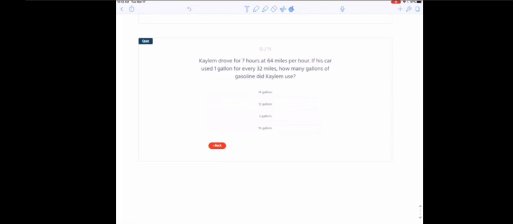It says, Kalen drove for 7 hours at 64 miles per hour. If his car used 1 gallon for every 32 miles, how many gallons of gasoline did Kalen use? So, this is similar to another question we did earlier, so let's just do it again. We want to know the number of gallons, right? And here it gives us two rates. It gives us 64 miles per hour and 1 gallon for every 32 miles.